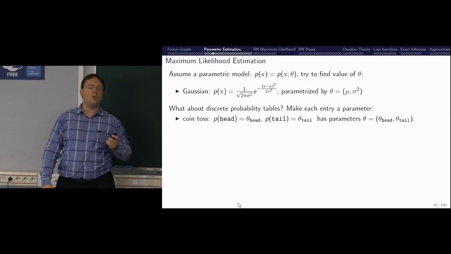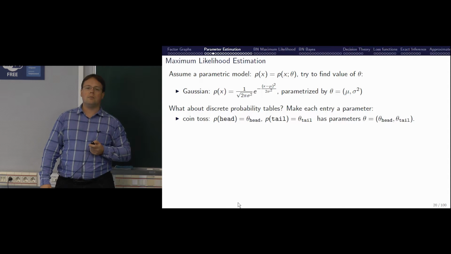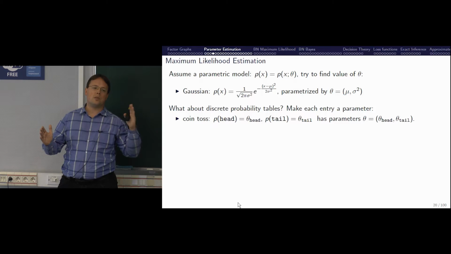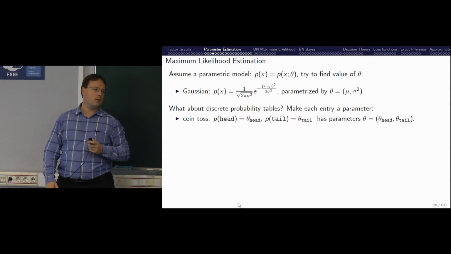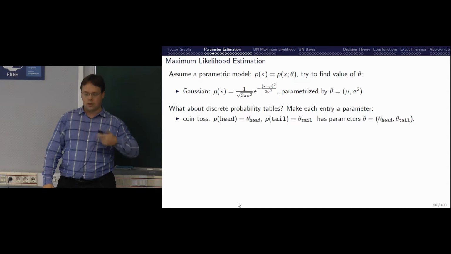For different models, we will have different parameters that we want to estimate. For the coin toss, the easiest is to just make each outcome an unknown. So you have a probability table with all different outcomes. You just make each entry of the probability table into an unknown parameter. So for the coin toss, you have two parameters, the head and the tail. Again, one of them would be enough. You can also keep both, doesn't matter.